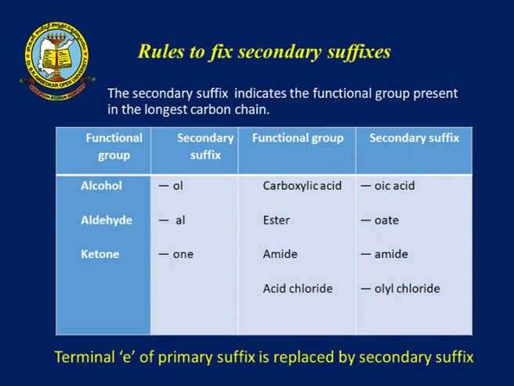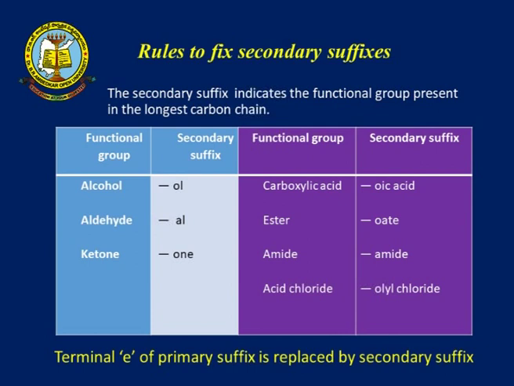Likewise, if it is AL, ene, AL, E is replaced with AL, so it becomes enal. In that way, it must be enone. So, E must be replaced with these secondary suffixes, and in that way it has to be named. These are a few examples of the functional groups and how they are named as a secondary suffix. They are given in the table. Almost all the functional groups are given in this table.